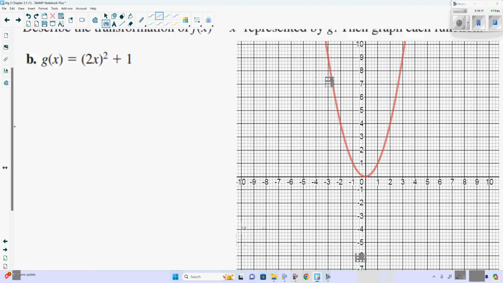Now let's look at this one here. Again, we do have two transformations. Is there a negative in front of our parentheses? No. So that means there is no reflection across the x-axis. We're not even going to list it. Is there a negative in front of the x inside the parentheses? No. So there is no reflection across the y-axis. There is no reflection at all. We will not list it. But we do have a 2 in front of our x inside the parentheses being multiplied. And we have a +1. Let's do the nice one first. The +1 would move it up 1.